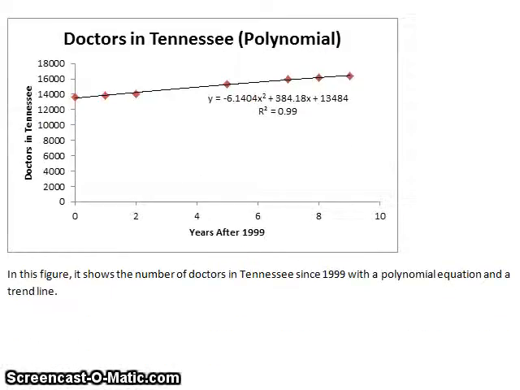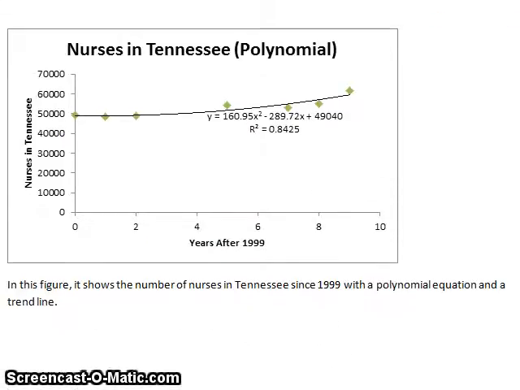Here we got the doctors in Tennessee, but this one has a polynomial equation, so it's a little bit different. It still has a trend line though, but it's just for the number of doctors in Tennessee after the year of 1999. Same thing with this one, except it's nurses with the polynomial equation. And this one has a little bit of a curve to it because it's put at -1, so it just shows the number of nurses in Tennessee since 99.